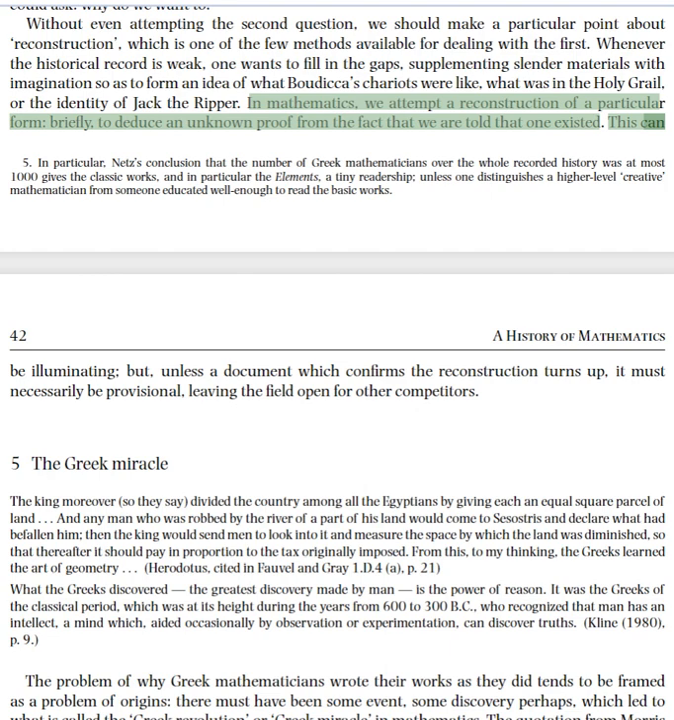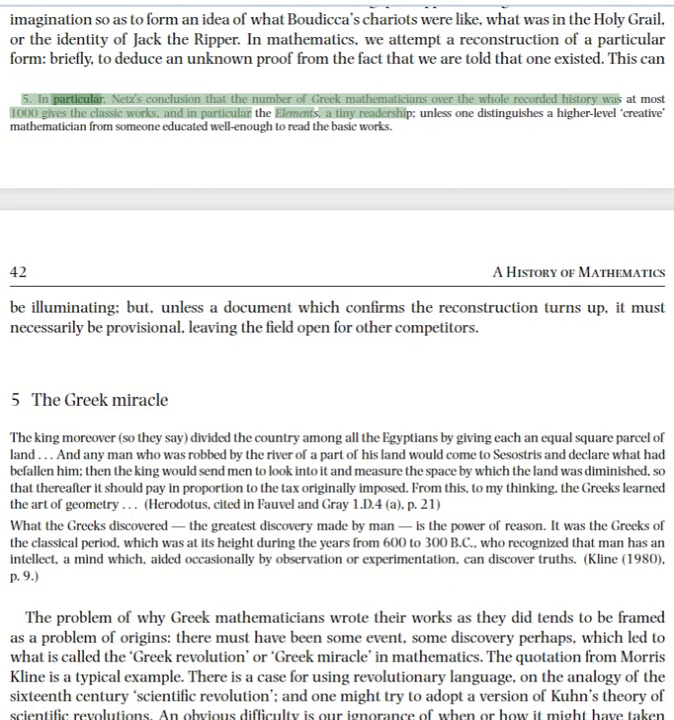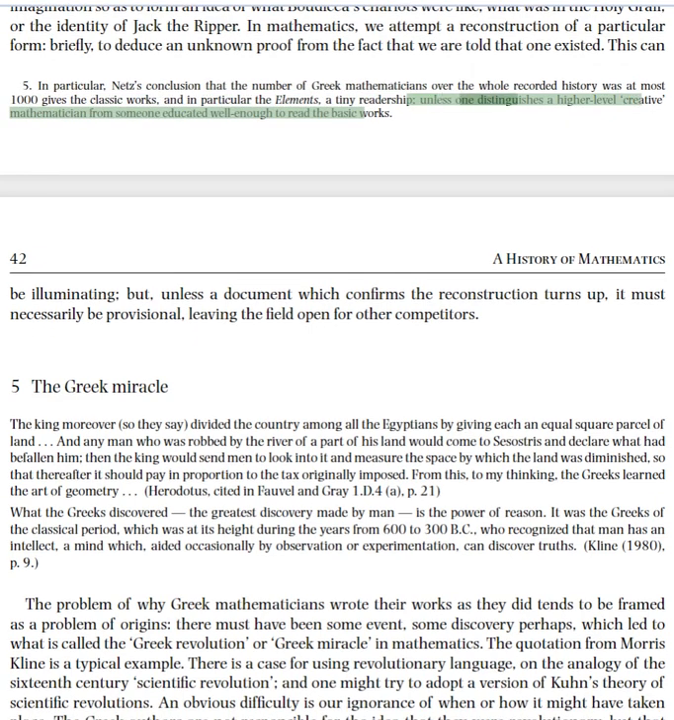In particular, Netz's conclusion that the number of Greek mathematicians over the whole recorded history was at most 1,000 gives the classic works, and in particular the Elements, a tiny readership, unless one distinguishes a higher-level creative mathematician from someone educated well enough to read the basic works.